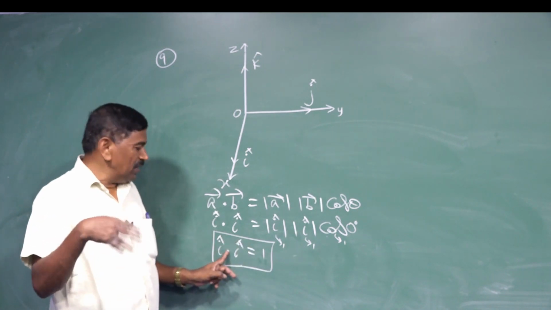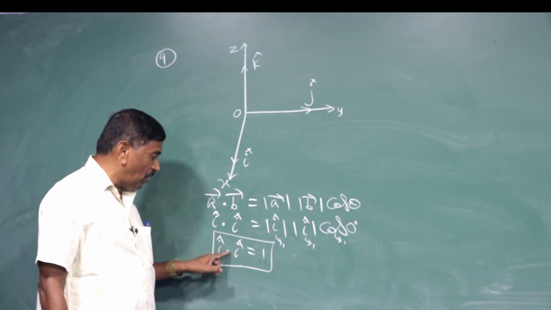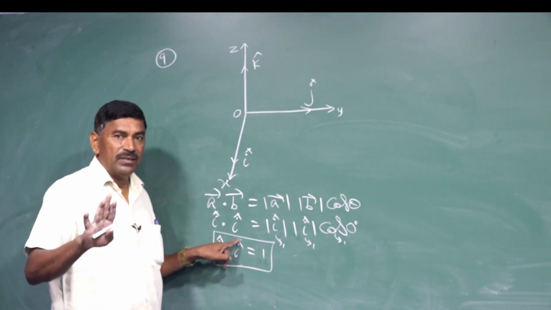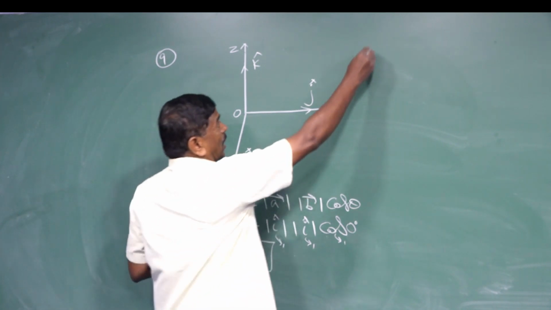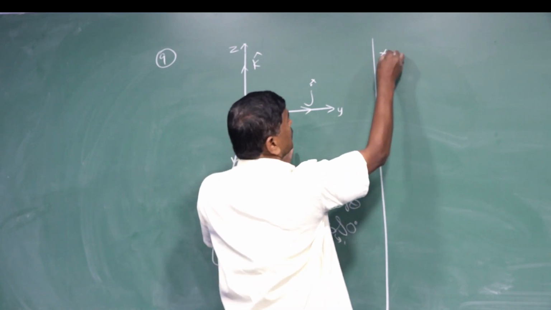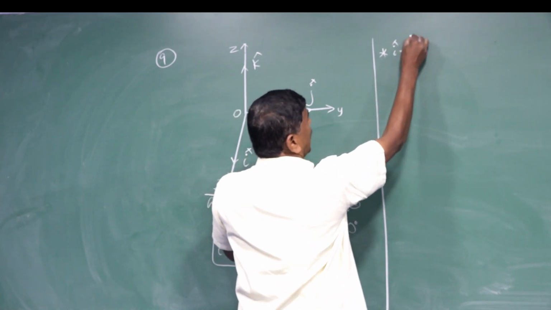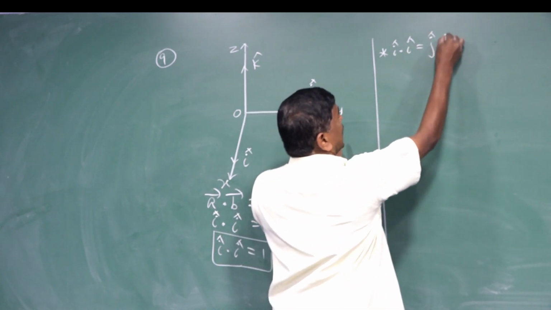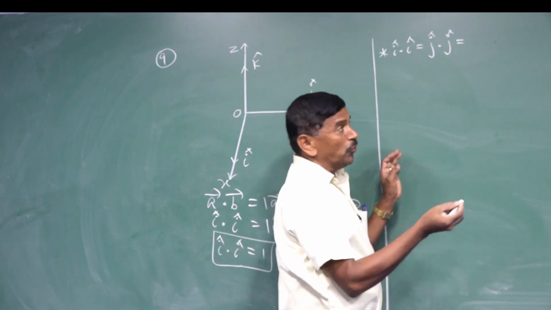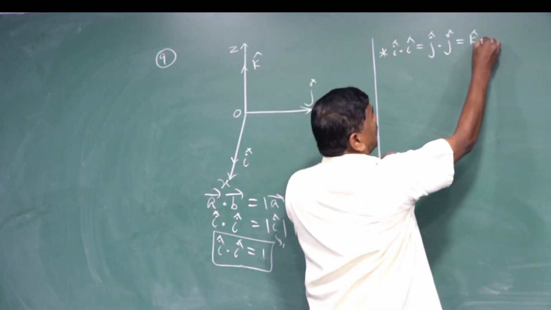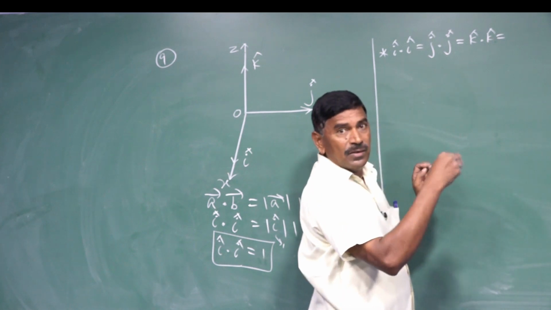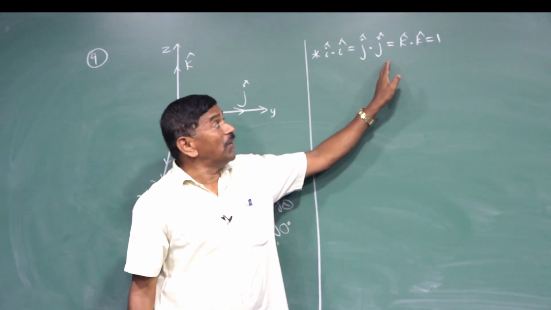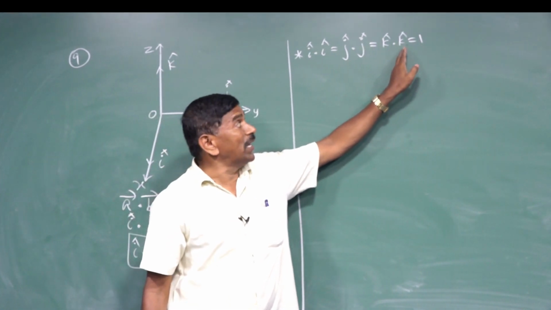Similarly, what is j cap dot j cap? It is equal to 1. k cap dot k cap is equal to 1. Now listen to the conclusion. The conclusion is i cap dot i cap is equal to 1. Similarly, j cap dot j cap is equal to 1, and k cap dot k cap is equal to 1. Which is a property: i cap dot i cap equals j cap dot j cap equals k cap dot k cap equals 1.